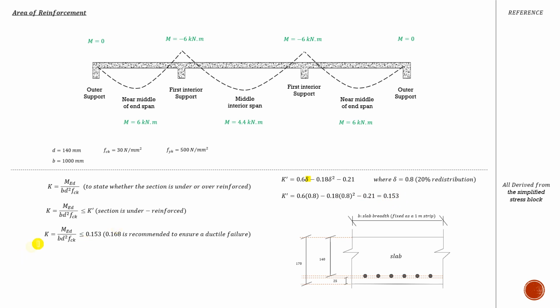All right, let's find the k here and compare it with this value. I'm taking the largest bending moment here, and k turns out to be 0.01, which is way less than the 0.153. That means my section does not need any compression reinforcement. It is under reinforced, and the failure should be a ductile failure. Don't worry about this in the slabs, but in the beams you probably always need the compression reinforcement.